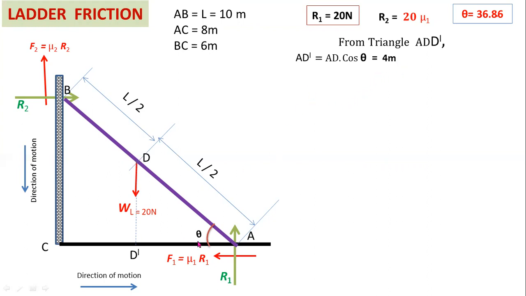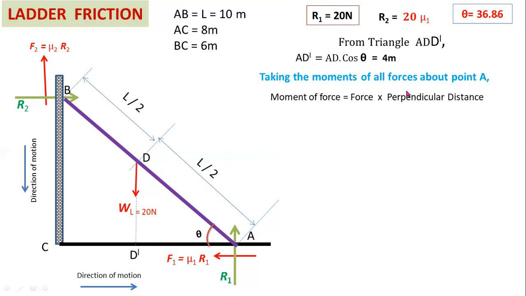After getting the length of AD dash, you have to consider moment of forces about point A or about point B. Here I consider moment of forces about point A. Already we know that moment of force equal to force into perpendicular distance between the line of action of force and the turning point. Here I consider this point A as turning point. For clockwise direction, you have to consider negative sign.